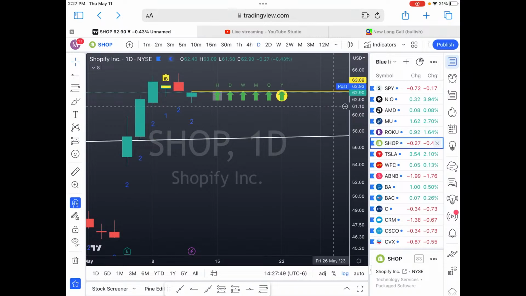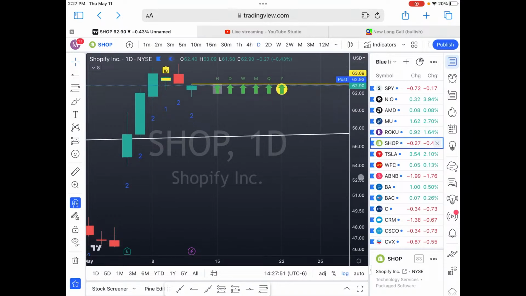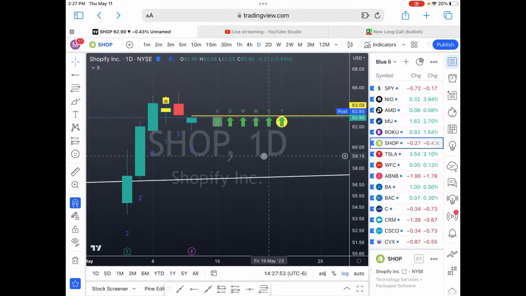Let's move on to Shopify. So Shopify, again, full time frame continuity. And guys, these are the types of setups. If you look at this setup as a whole, okay, just look at these candles right here. When I'm looking on the smaller time frames, like I talked about earlier in the video, this is what I'm looking for. Okay, so we're in an uptrend.